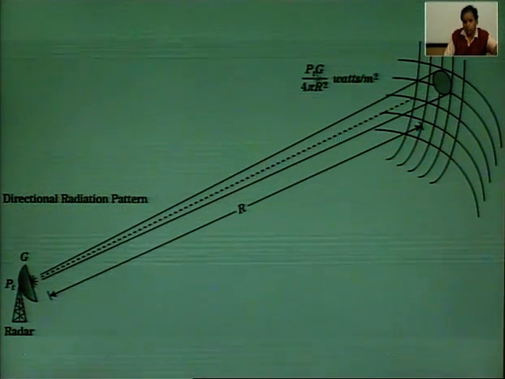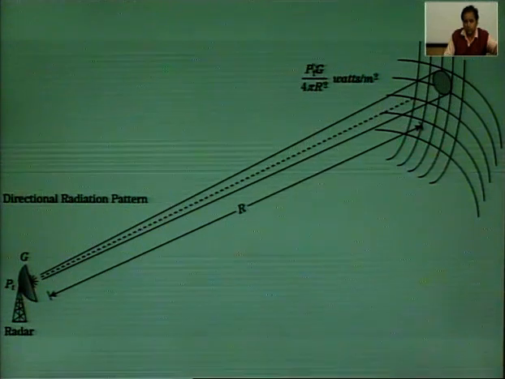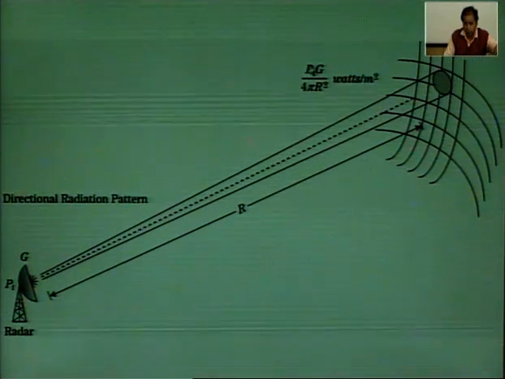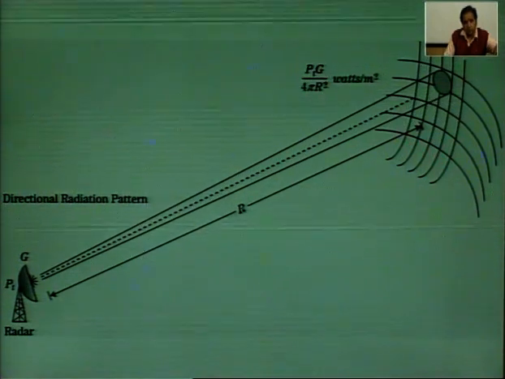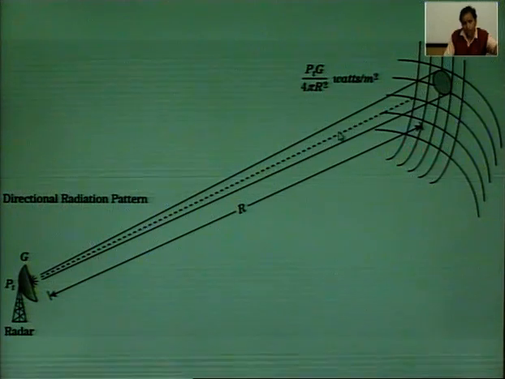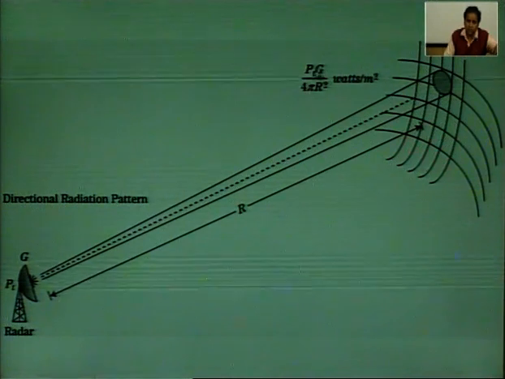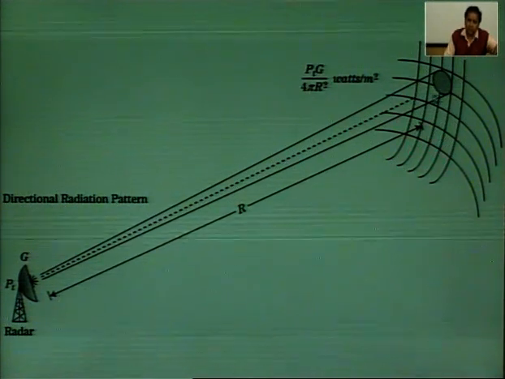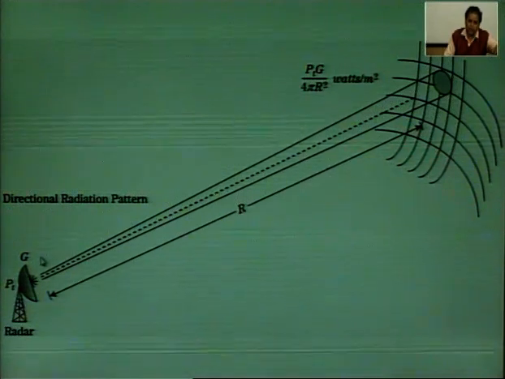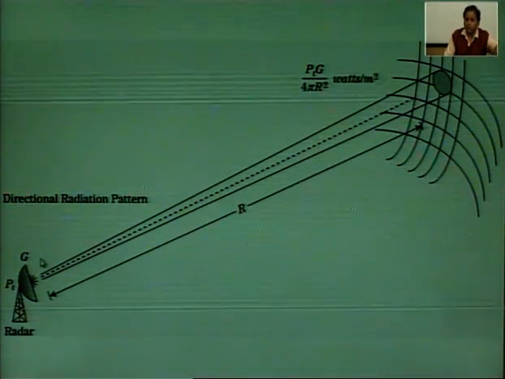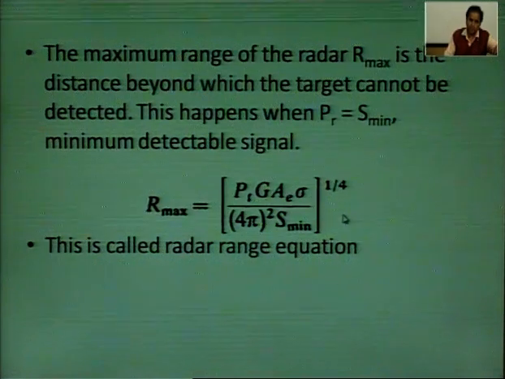If G is the gain of the antenna, then this is the proportion of power which should be available at distance r, but because of G, it transmits more power in this direction. So by this factor G, more power will be reaching the object. Now, the power reaching the object with an antenna having directional gain G is PT G over 4 pi r square.